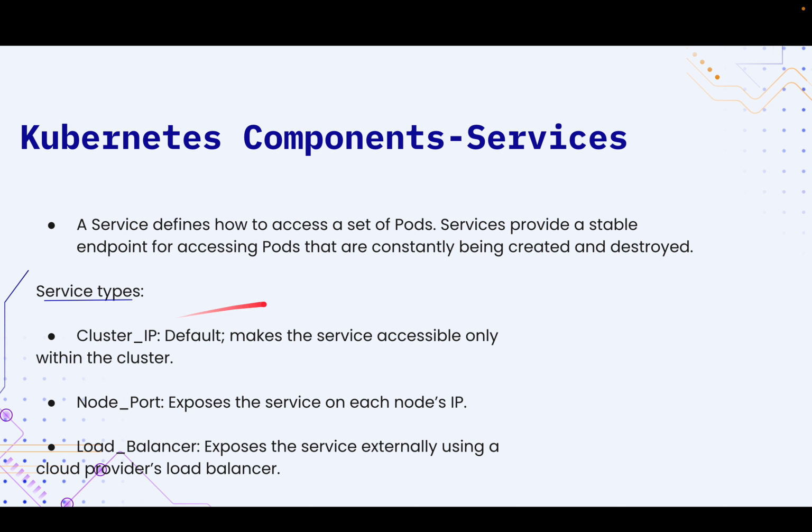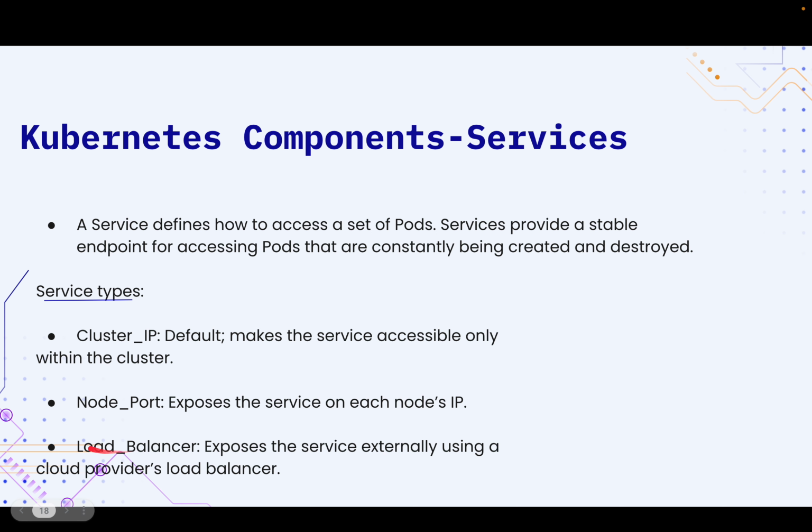So basically when you create a service type of cluster IP, you cannot access it directly from the internet. Okay, now another one is node port. Node port basically exposes the service on the node's IP. And there is another one, load balancer. This basically exposes the service externally using a cloud provider's load balancer.